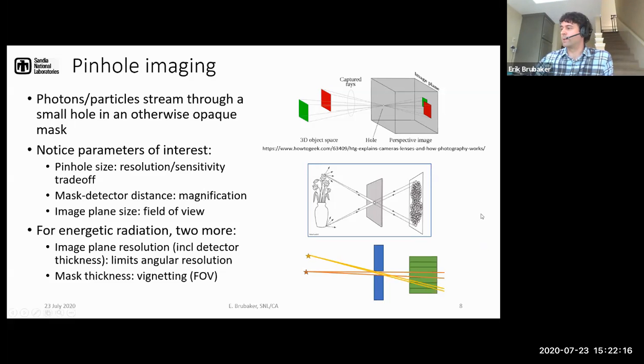Okay, so all of these characteristics are things to keep in mind, and when we're designing a detector system, we need to decide where we want to be in all those different trade-off spaces.